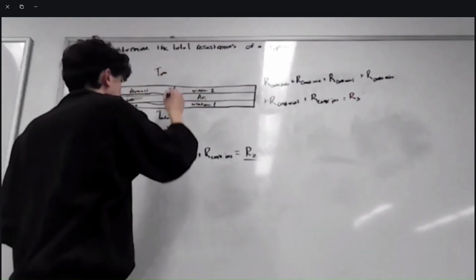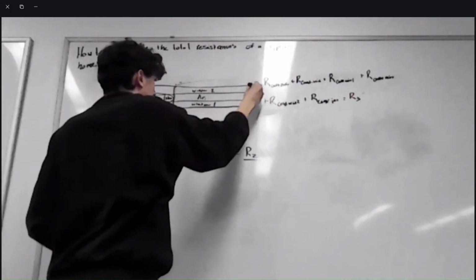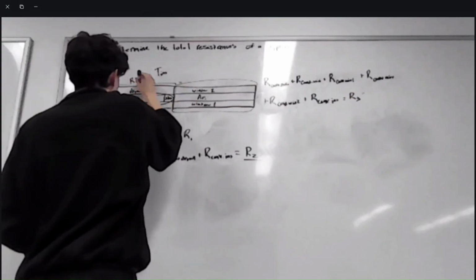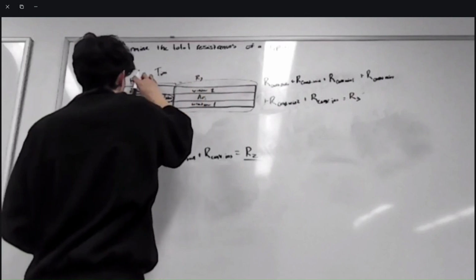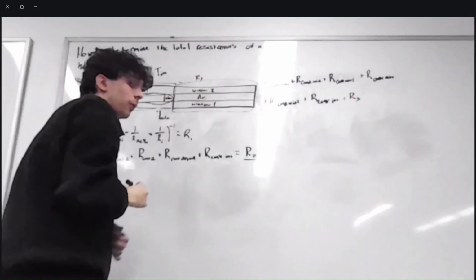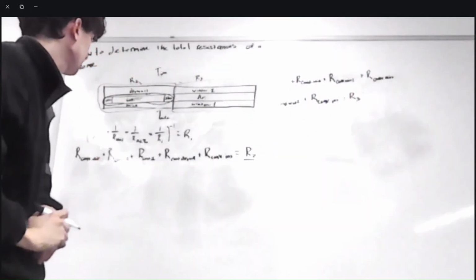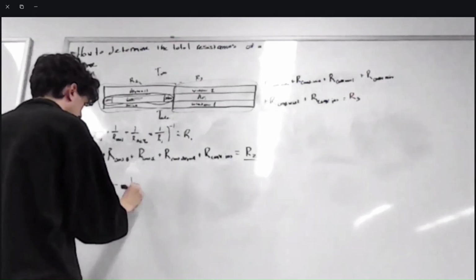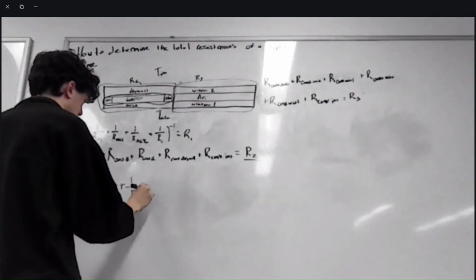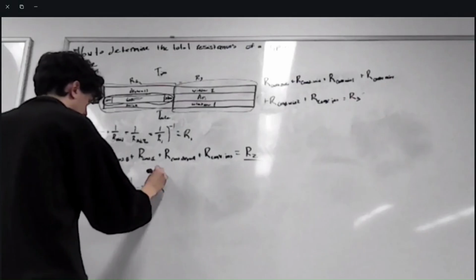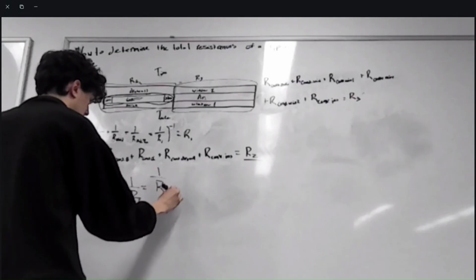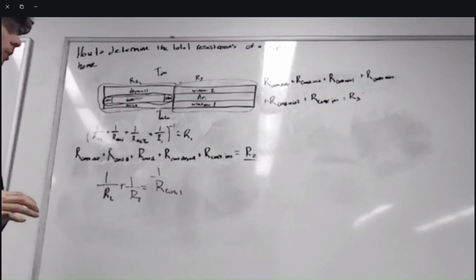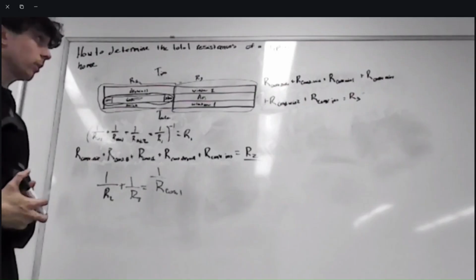So now we have both these sides taken care of. That just leaves us with R2 and R3. These are in parallel now, so we can just add these up together as we would in parallel. 1 over R total equals 1 over R2 plus 1 over R3. And that will give us our R total.